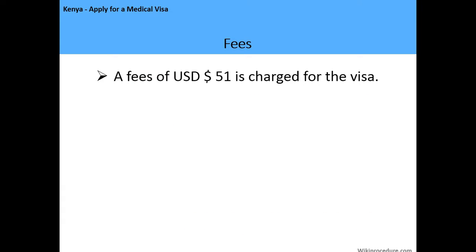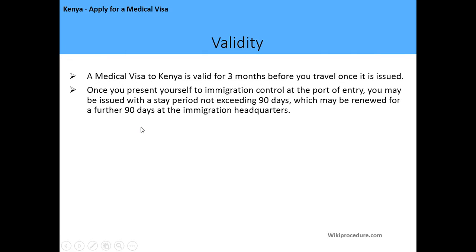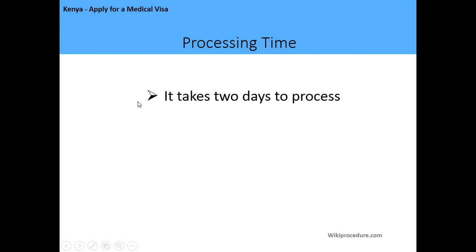The fee of $51 is charged for the visa, which is a single entry visa. For multiple entries, you'll be charged $101. The validity period of the medical visa is 3 months before you travel, once it's issued. Once you present yourself to the immigration control at the point of entry, you may be issued with a stay period not exceeding 90 days, which is 3 months, which may be renewed for a further 90 days at the immigration headquarters. The processing time is 2 days once you've lodged your application.